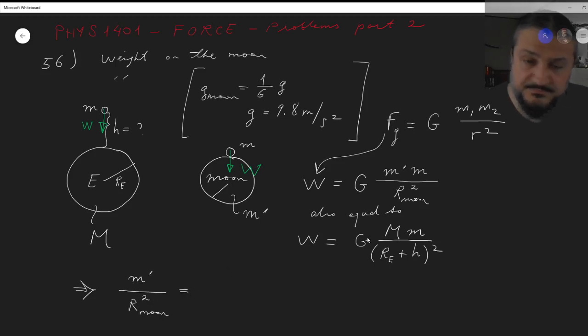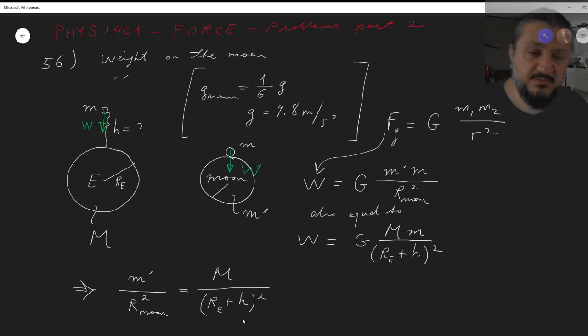equals, what do we have here? Earth's mass divided by radius of Earth plus h squared. Okay, so M prime, M, R moon, and RE can be found either online or somewhere in the book. You just plug them in and solve for h. Okay, actually it's pretty much that. So how do we do that?